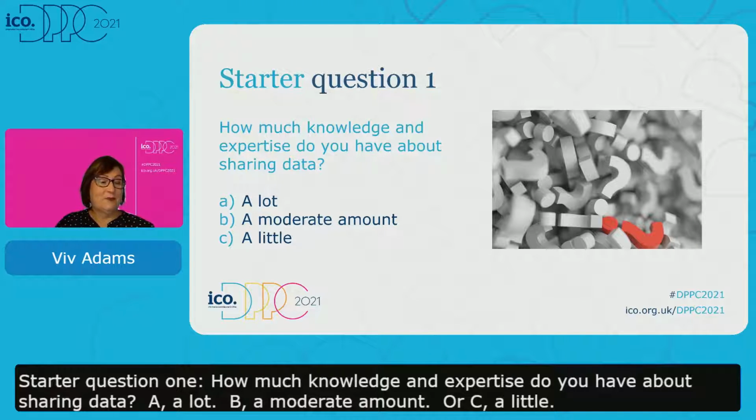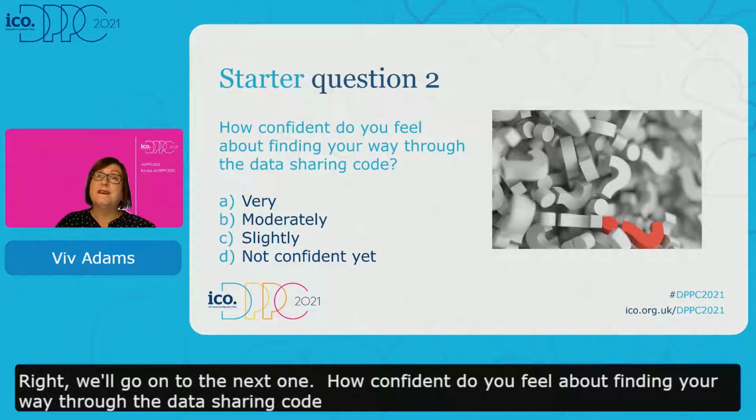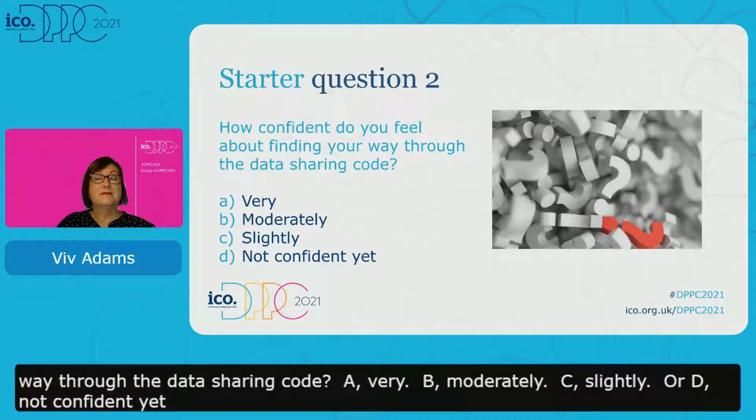Right, we'll go on to the next one. How confident do you feel about finding your way through the data sharing code? A, very, B, moderately, C, slightly, or D, not confident yet? We will come to this one again later as well.